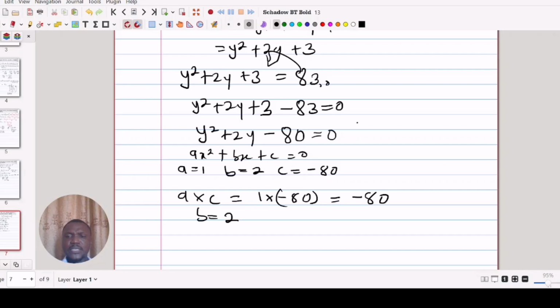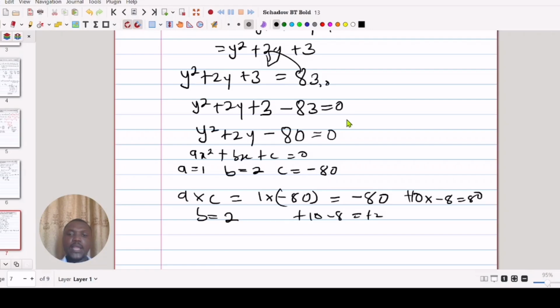Then you have b equals 2. So you think of two numbers that you multiply with each other will give you minus 80, and if you add or subtract them from each other will give you 2. So if you say that 10 times minus 8, that's minus 80, right? I did plus 10 times 1. Now plus 10 minus 8, those give you plus 2. So you can now come back to the equation.